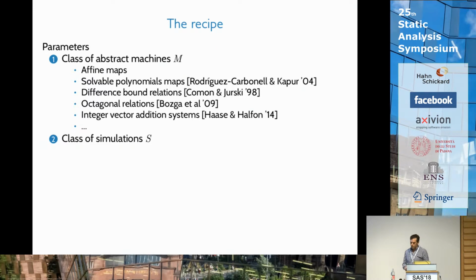Okay, so now we can describe the high-level recipe. There's two parameters that, as an analysis designer, you need to fix. The first is some class of abstract machines. So I talked already about affine maps, but there's lots of different abstract machines for which we already know how to compute the reachability relation. Solvable polynomial maps are something I'm going to be talking about in a little bit, but also difference boundary relations and octagons and integer vector addition systems. You can invent your own.